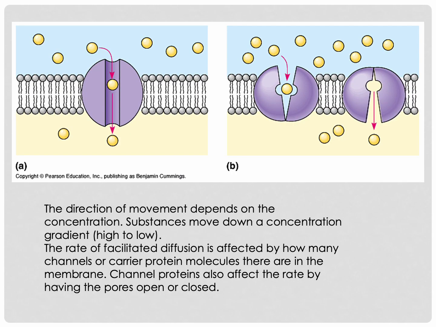The direction of movement depends on the concentration. Substances move down a concentration gradient, meaning they move from a high concentration to a low concentration. The rate of facilitated diffusion is affected by how many channels or carrier protein molecules there are in the membrane. Channel proteins also affect the rate by having the pores open or closed. Channel proteins keep their shape, and carrier proteins can change their shape.